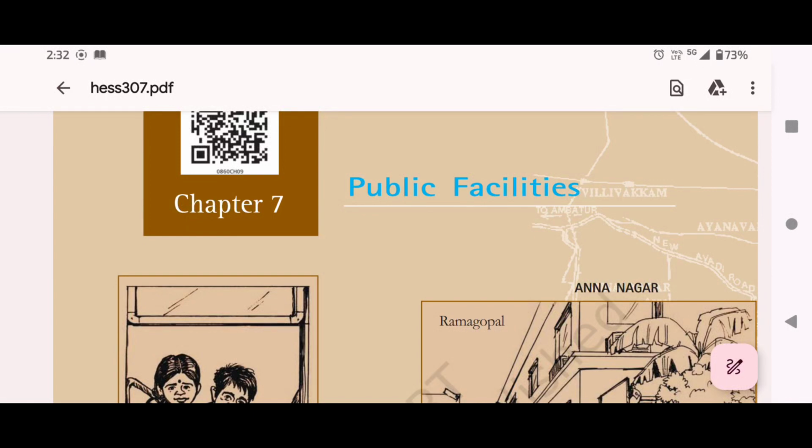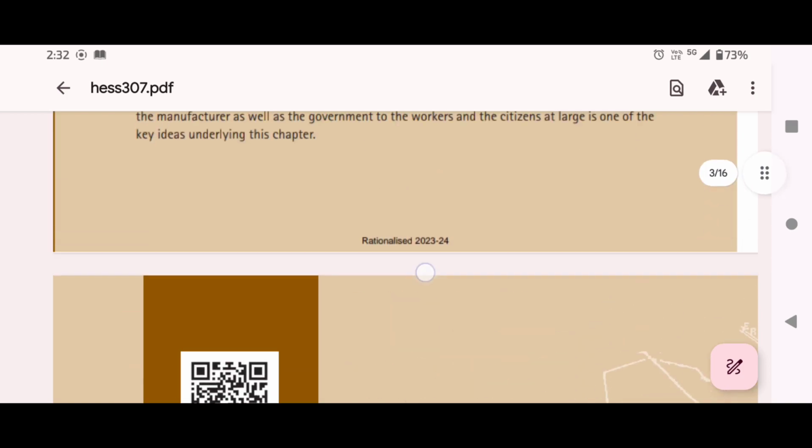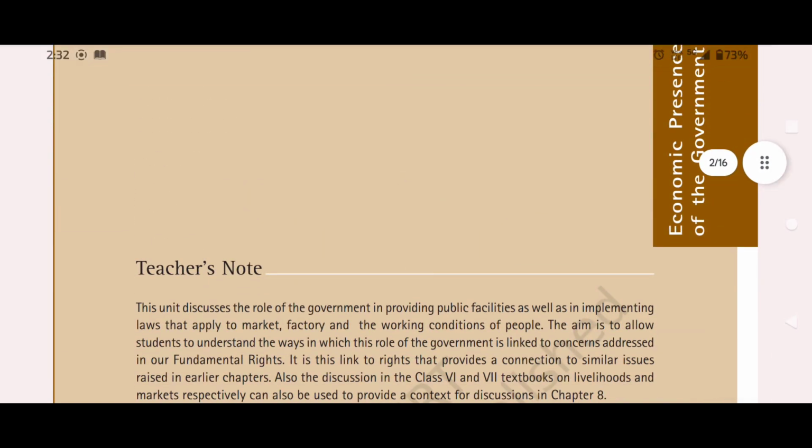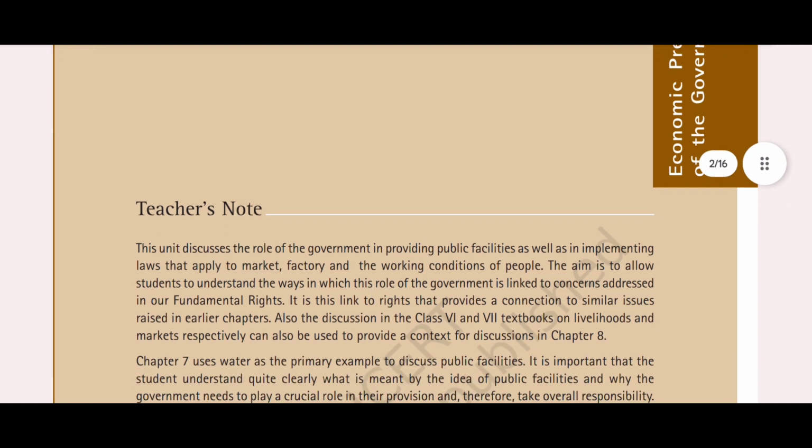Today we are going to read Class 8 Standard Civics Chapter 7, Public Facilities. In this chapter, we will read about the role of government in providing public facilities as well as in implementing laws that apply to market, factory, and working condition of the people.